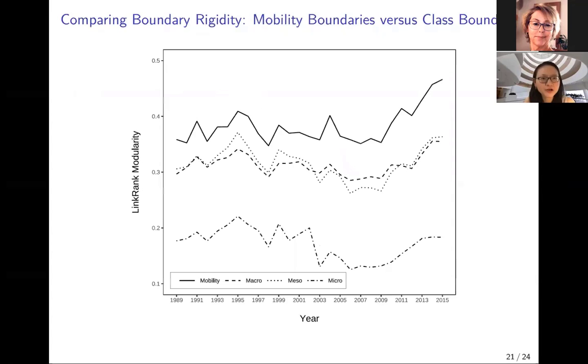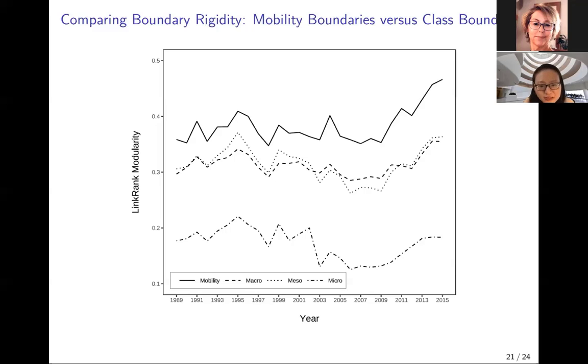Okay, and the next set of results, we're going to look at the modularity, which is the rigidity of boundaries, and compare that across mobility boundaries, which is what we have discovered, with the class boundaries, the macro, meso, and micro class boundaries, which are designed for other theoretical perspectives. So probably not surprisingly, mobility boundaries, which is the solid line, do the best in separating occupational systems into clusters that have relatively high volume of flow within, which is why we see a high modularity.